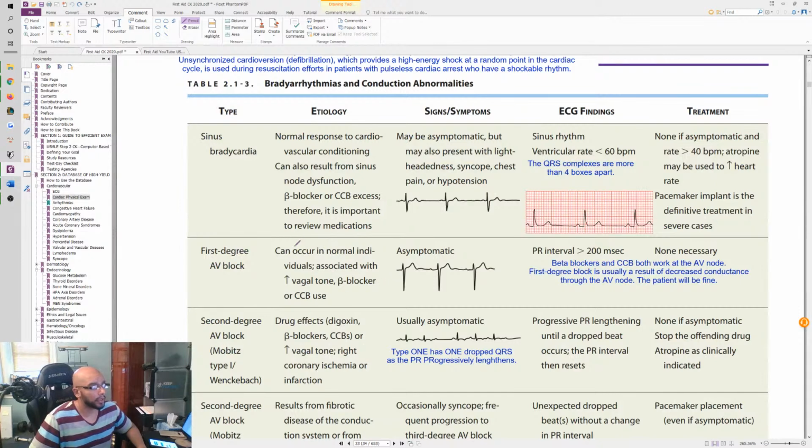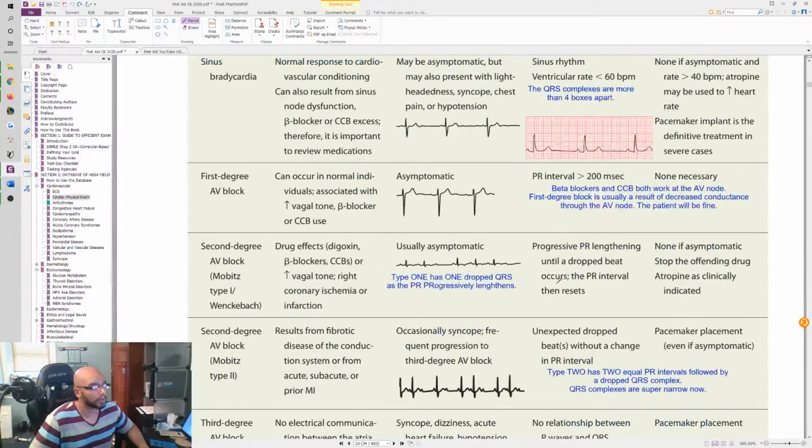So they tell you that it can occur in normal individuals associated with increased vagal tone, which is parasympathetic, so it's more resting, beta blocker or calcium channel blocker use. PR interval more than 200, none necessary, right? No treatment is necessary. And you can pretty much just note that the distance between these guys is going to be increased simply because you lengthened the PR distance, all right? But other than that, nothing crazy about this one.